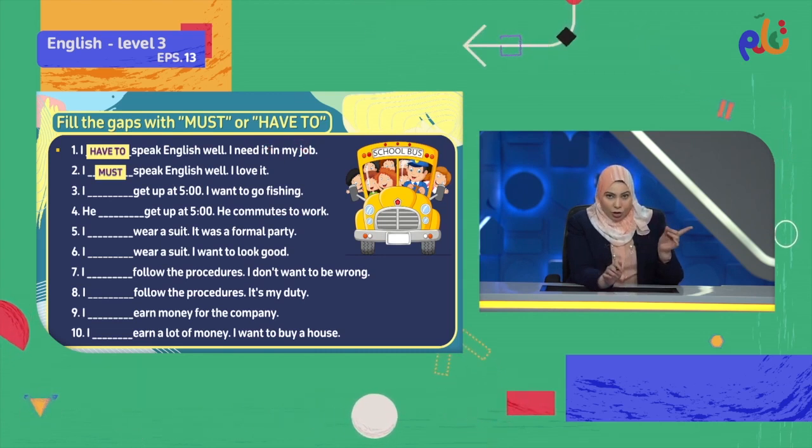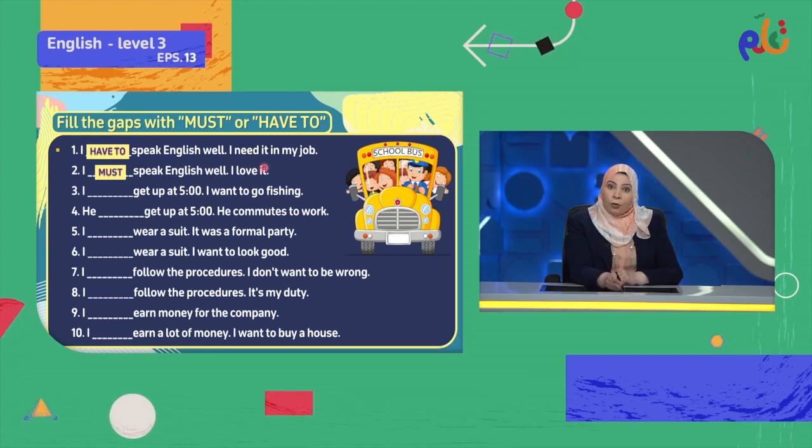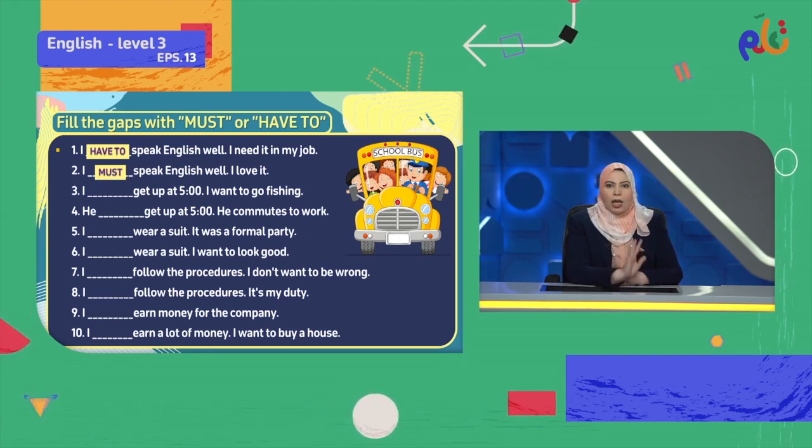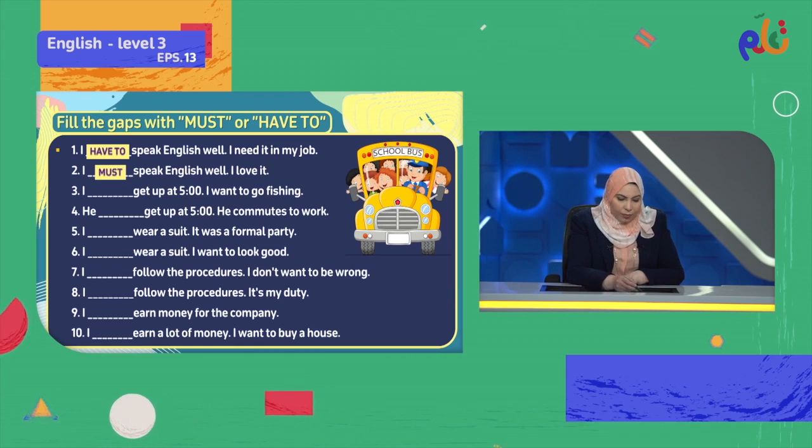It's not my choice. The job needs it. I have to. It's for me. It's my choice. I love it. I must. Let's read the next one.